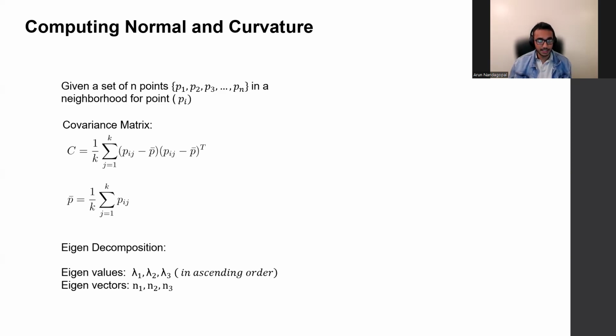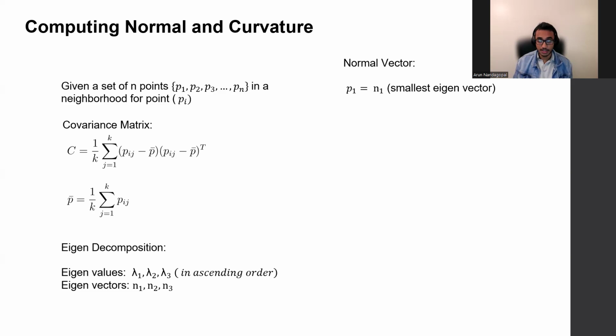Once we have this 3 cross 3 matrix, which represents this correlation, we calculate the eigenvalues and eigenvectors. The eigenvalues lambda 1, lambda 2, lambda 3 are then kept in ascending order, and similarly the eigenvectors. These eigenvalues represent the contributions of each principal direction, and the principal directions are the eigenvectors. So for this set of points, the eigenvector representing the least eigenvalue is the normal.